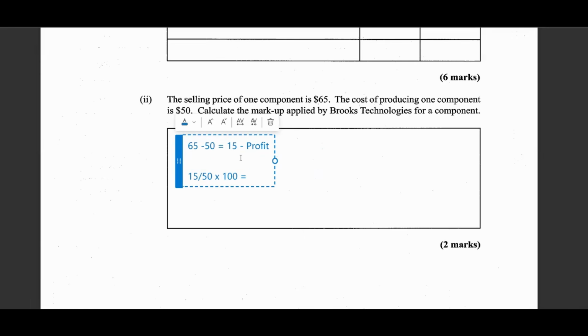Selling price of one component is $65. Cost of producing one component is $50. Calculate your markup. Well, 15 is your markup, your profit. So selling price is 65. Cost price is 50. And your profit is $15. Now to work this up in terms of markup, markup is profit expressed as a percentage of cost. Simply take 15 divided by 50, multiply by 100, and our markup worked out to be 30%.